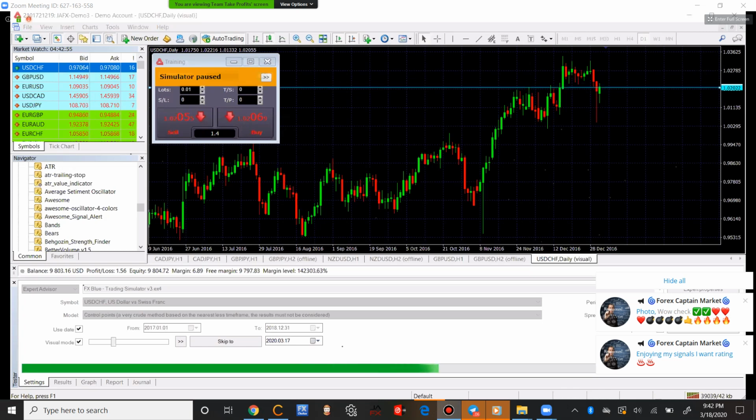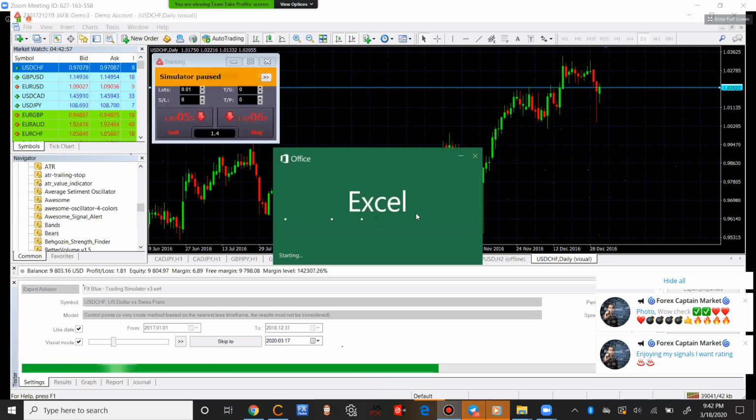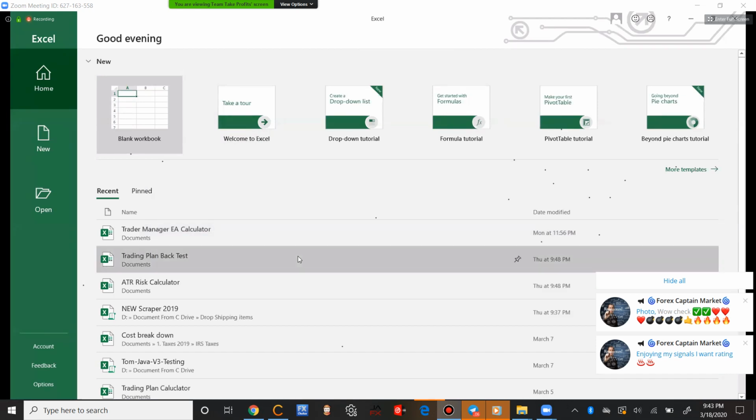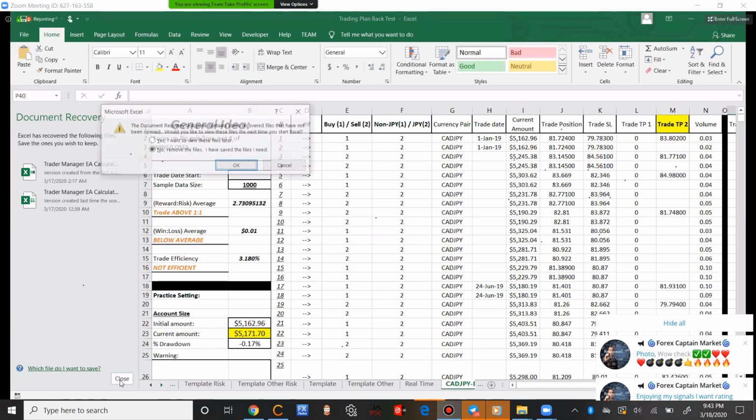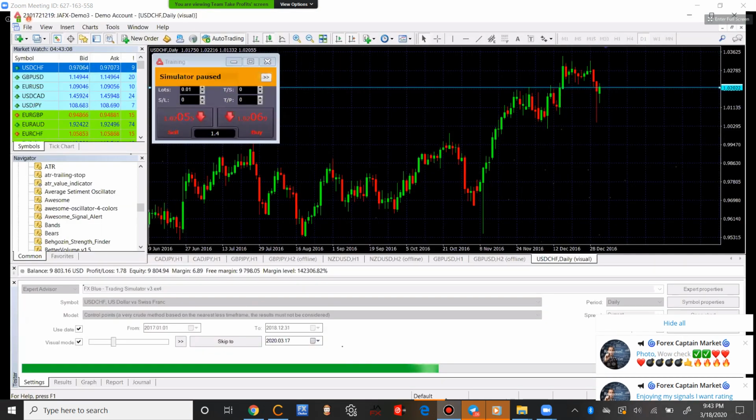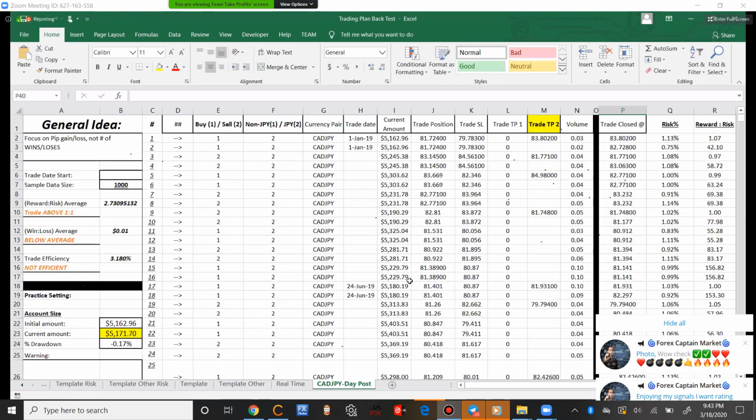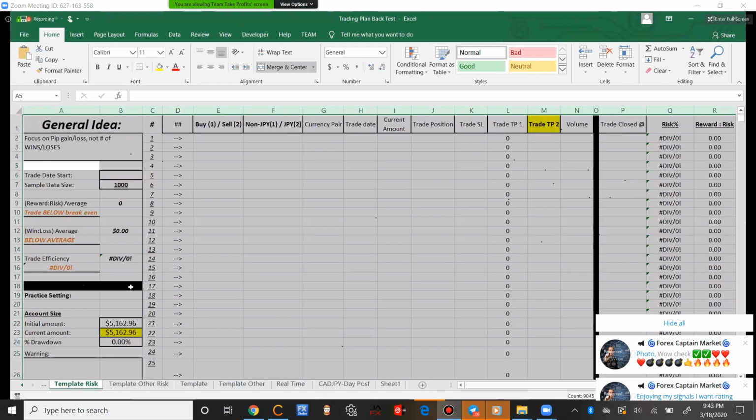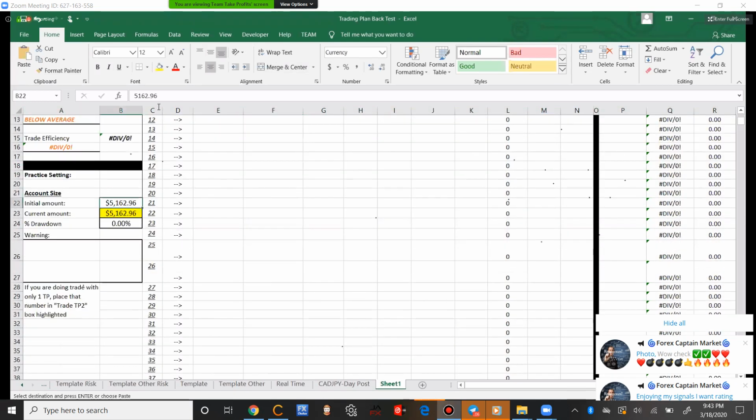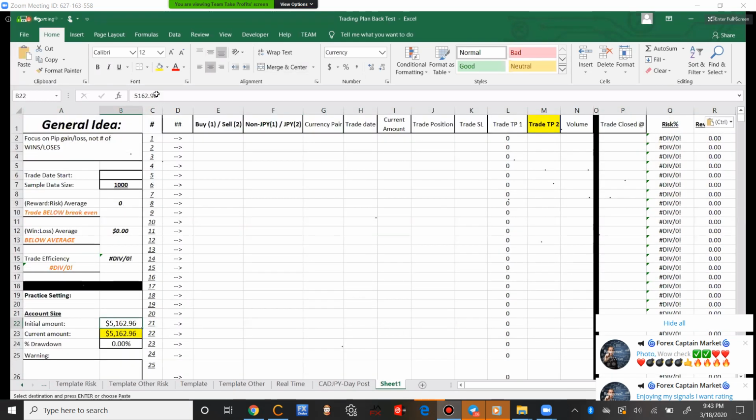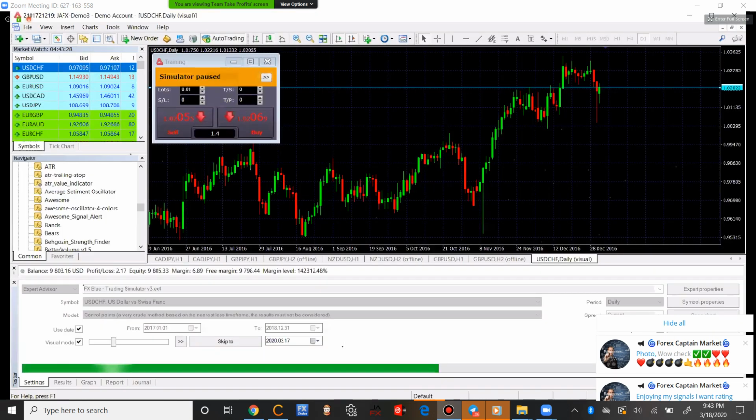and then also when you guys do back testing, you're going to want some sort of record keeper, and I'll give this to you guys. Let's see, trading plan back test. This is what I use to keep track of all my trades here. So let's say I want to do a back test for that one, and I copy this, paste it over here. So put in your initial amount over here. I put that in a long time ago.